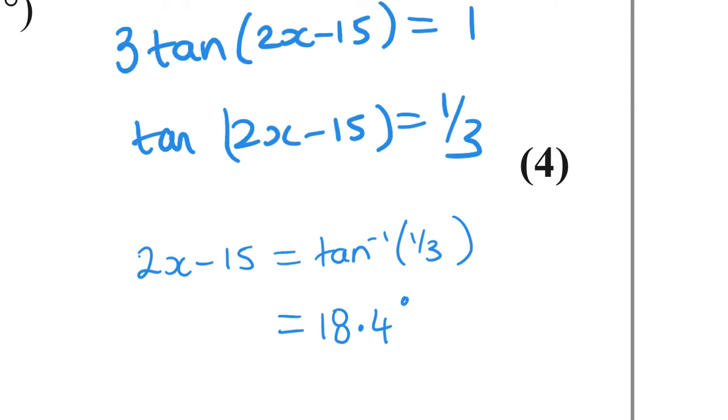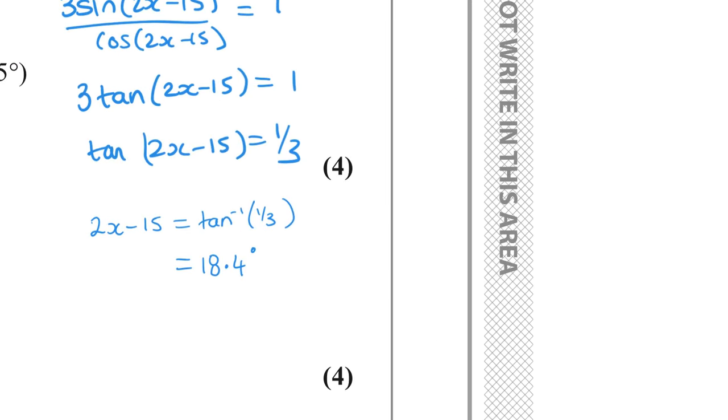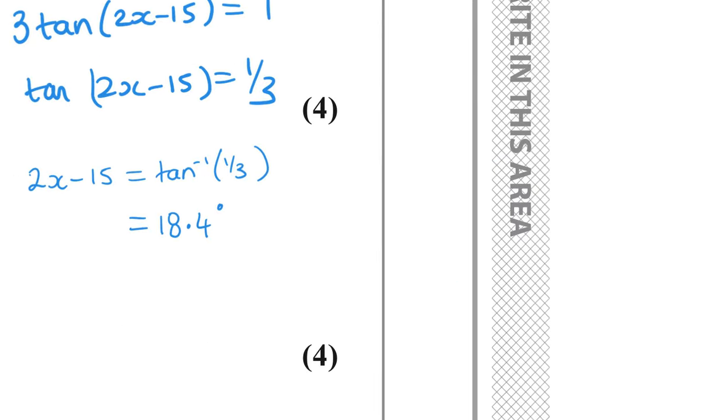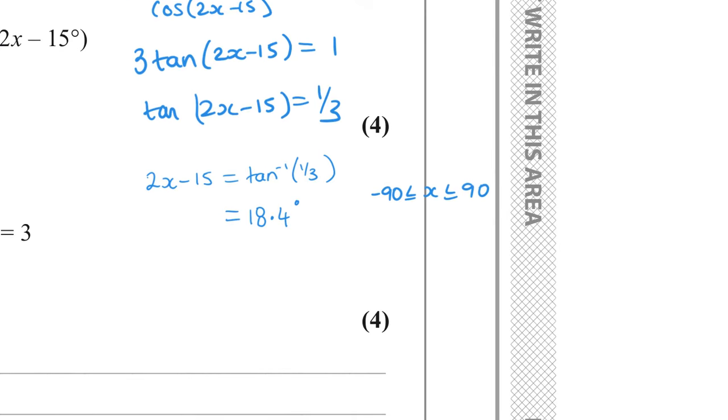Okay? Now, I'm not going to add 15 and divide by 2 yet. That would be silly. What I am going to do is change my interval. What's my interval? Between minus 90 and 90, so minus 90 is less than or equal to x is less than or equal to 90. What have I done? 2x minus 15. I've doubled it and taken away 15.